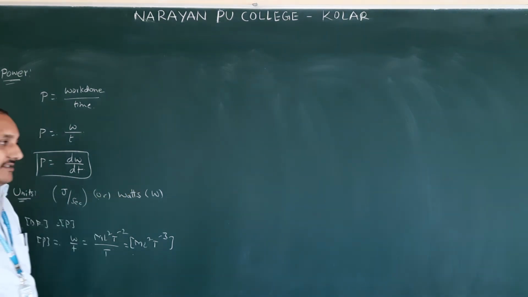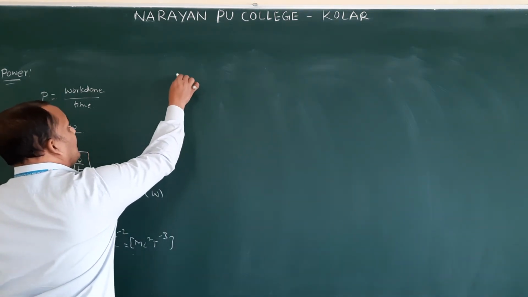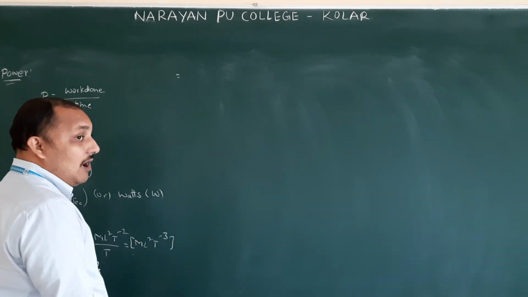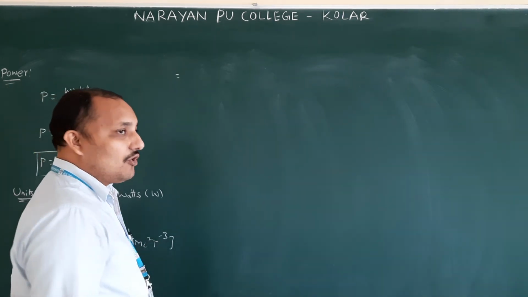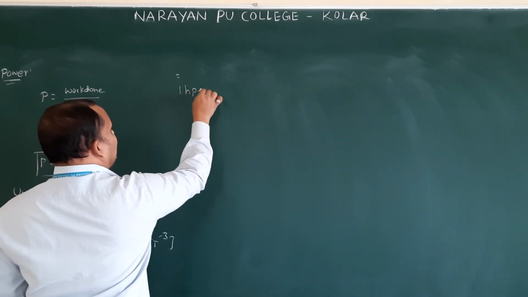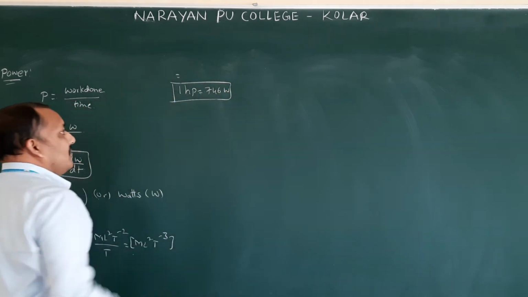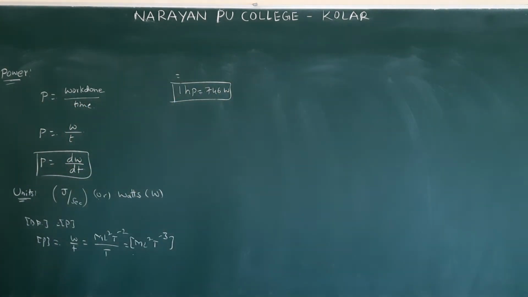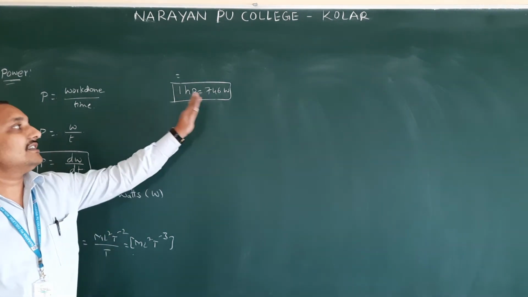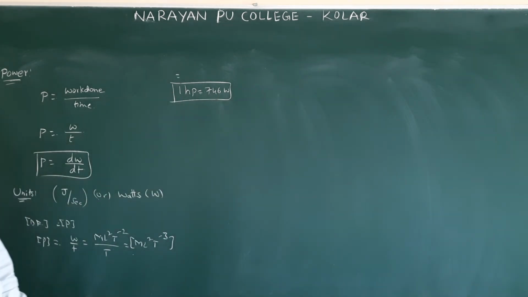Conversions will be there for this. So they will use the power of the engine, and they will do it in horsepower. Horse is having more power. So 1 horsepower is equal to 746 watts. Sometimes they will give in horsepower; to convert that into watts, we have to multiply with 746.